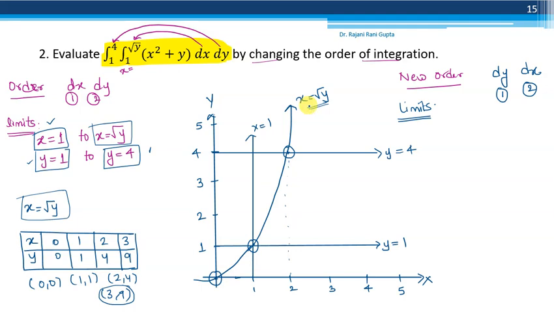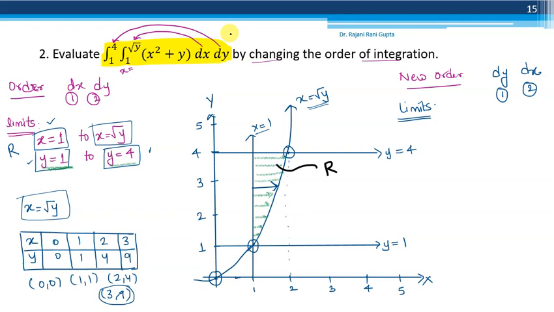Now we have to check where our region R is. So x varies from 1 to root y. It means x is varying from 1, this is the point where x is 1, this line, to root of y. And y varies from where? y equal to 1 to y equal to 4. y equal to 1 is here. It starts from down till up. So this is your region R.